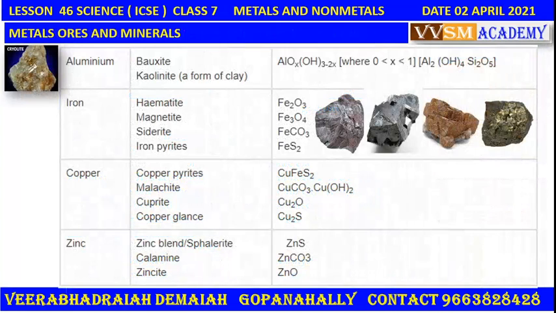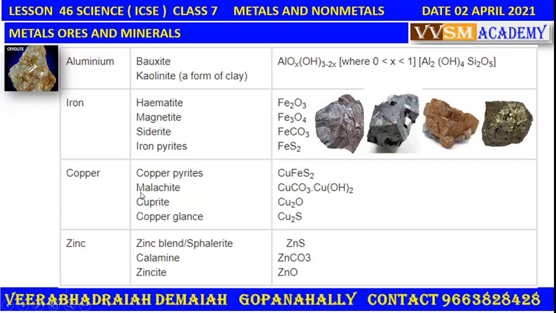Hematite, magnetite, siderite and iron pyrites are the chief ores of iron. Iron is the magnetic ore, Fe2O3, Fe3O4. This is Fe2O3. This is hematite. This one is magnetite, Fe3O4. This one is iron carbonate. This is carbonate ore. These two are oxide ores. And this is sulfide ore. That's iron pyrites.